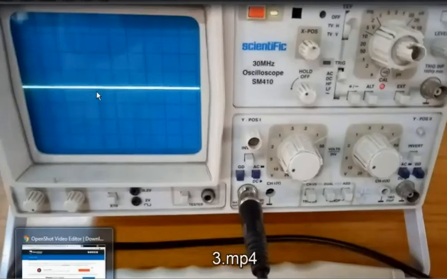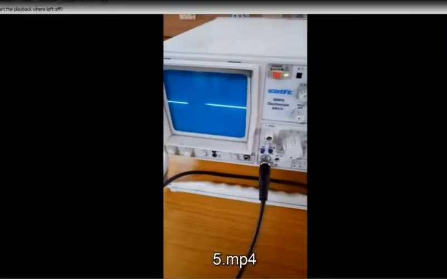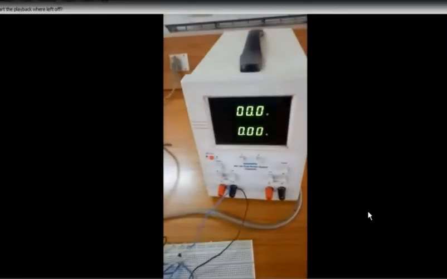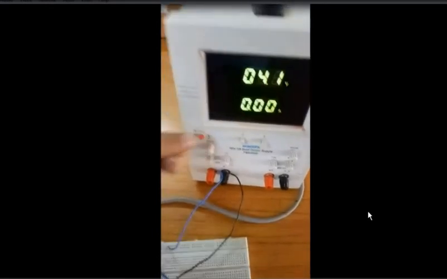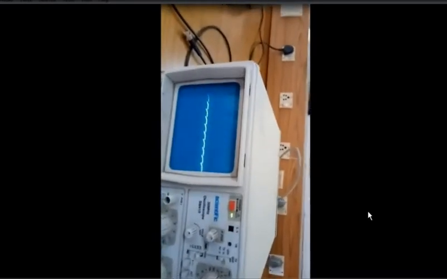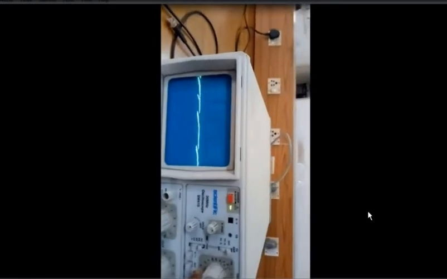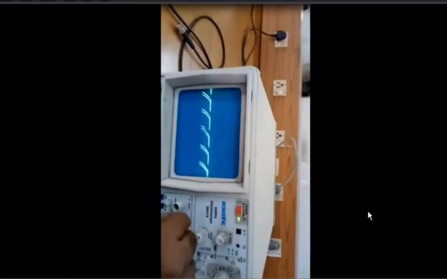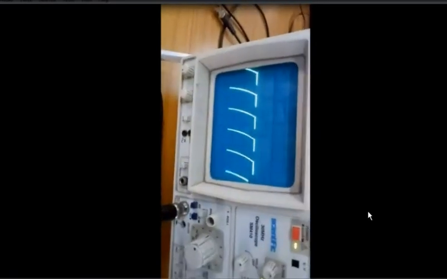While switching on the CRO, we check for the center axis line. This is a 30 MHz oscilloscope used in our laboratory. This is a digital dual power supply. Now we supply the DC voltage of 4.1 volt. The output at the base side, that is the capacitor charging voltage, is displayed here for a small amount of 4.5 volt, and by varying the volts per division and time per division we can get a clear waveform.